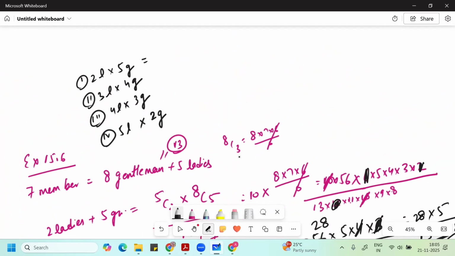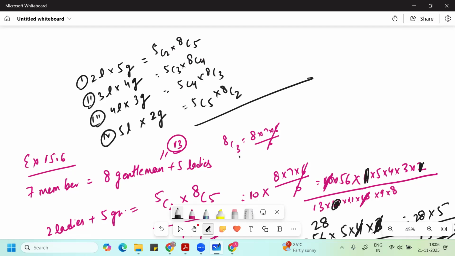So they're asking at least. This would be 2 ladies and 5 gentlemen, so already I did 5C2 into 8C5, and then this is 5C3 into 8C4. This would be 5C4 into 8C3. This would be 5C5 into 8C2. And then do the sum.